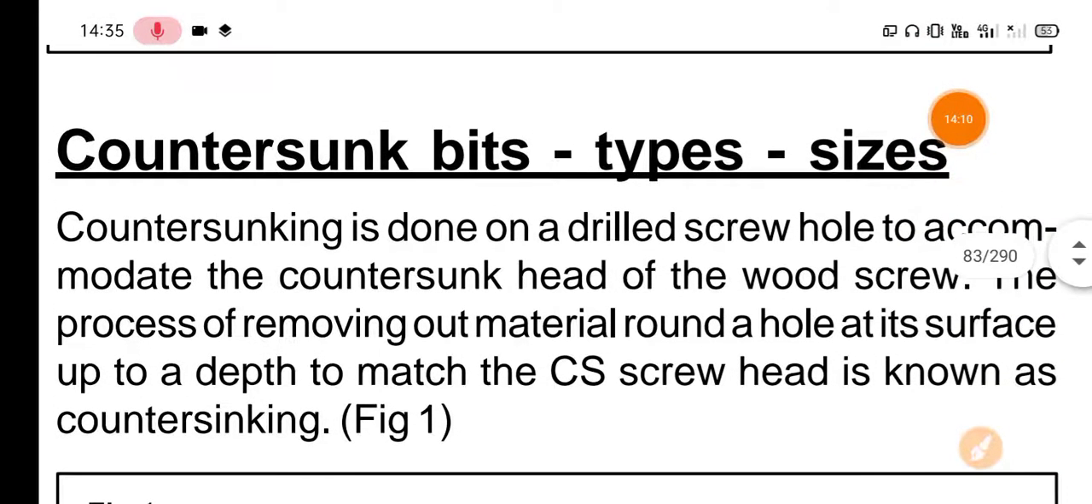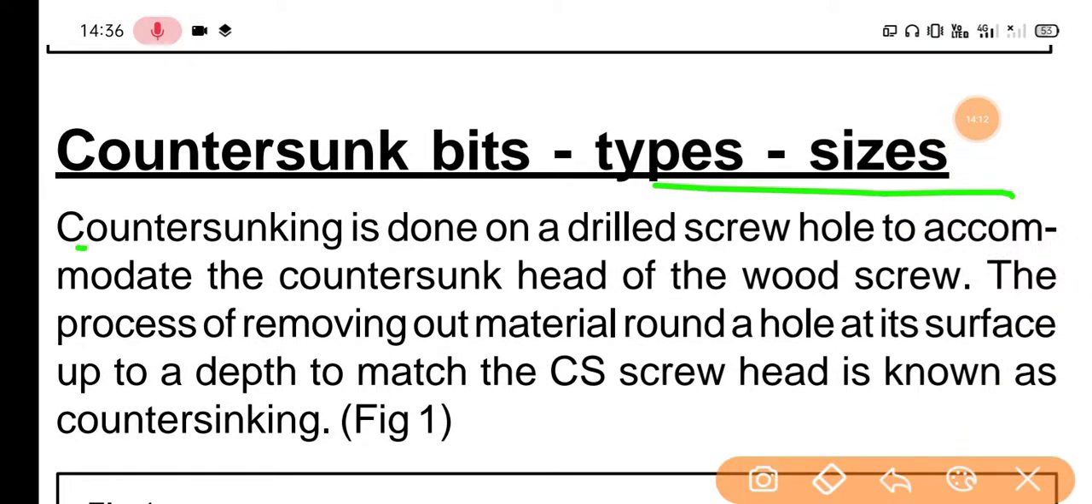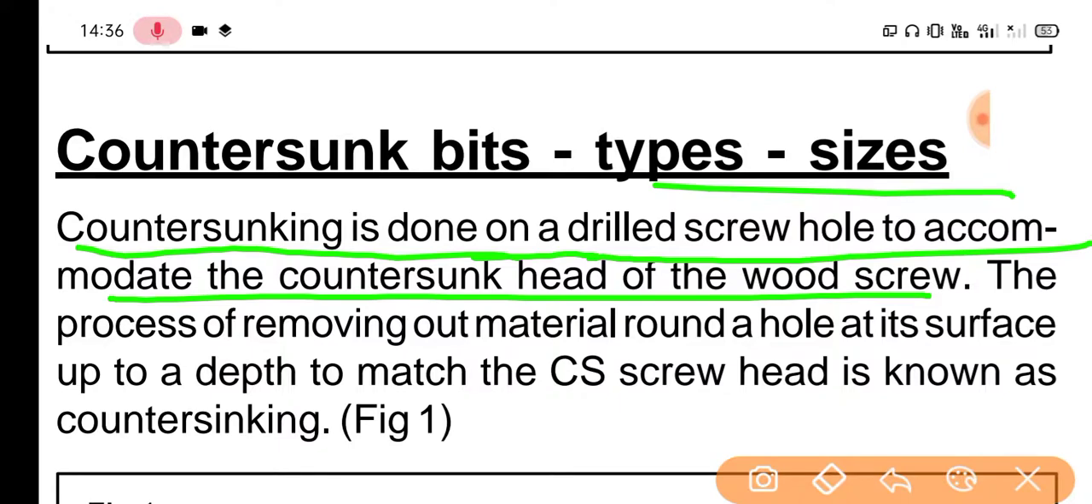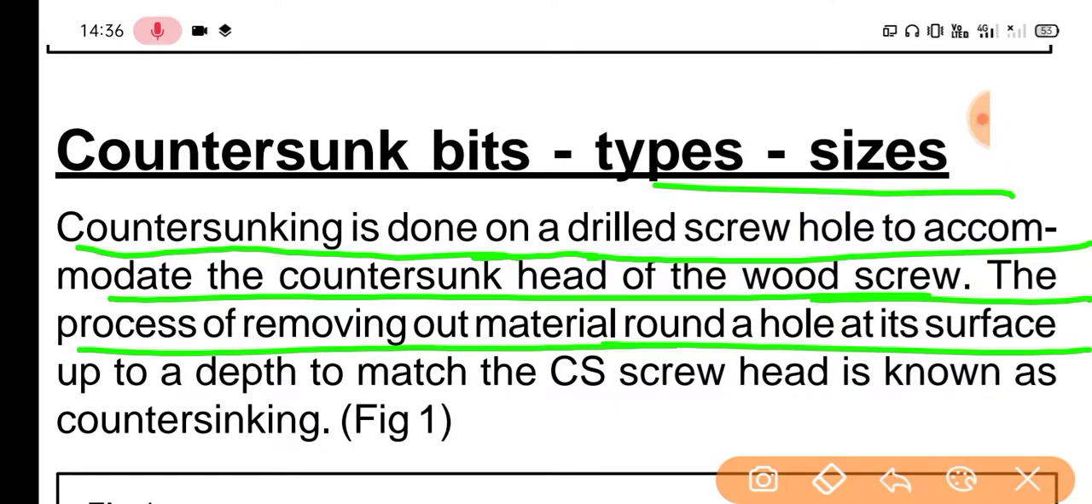Countersunk bits and tab sizes. Countersinking is done on a drilled screw hole to accommodate the countersunk head of the wood screw. The process of removing material around a hole at its surface, up to a depth to match the countersunk screw head, is known as countersinking.